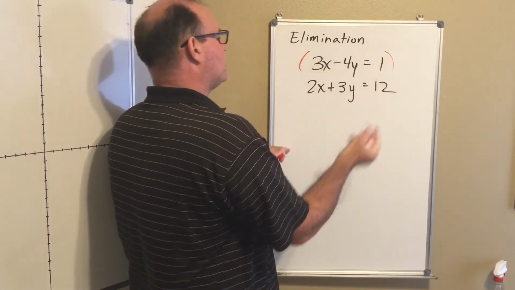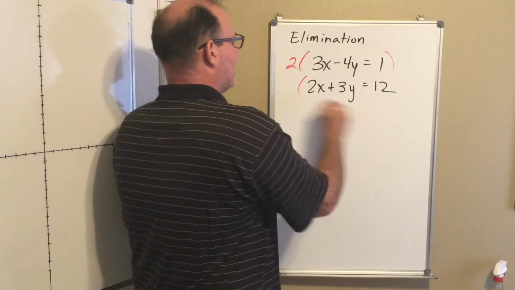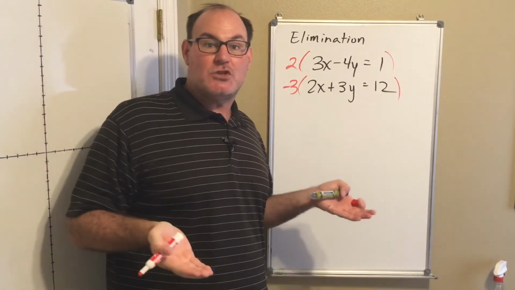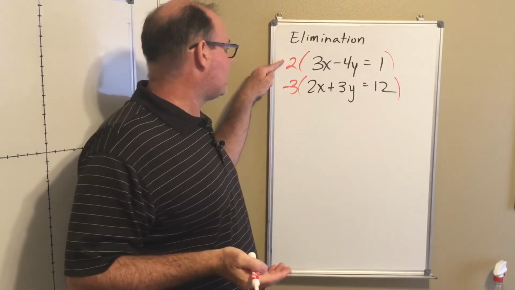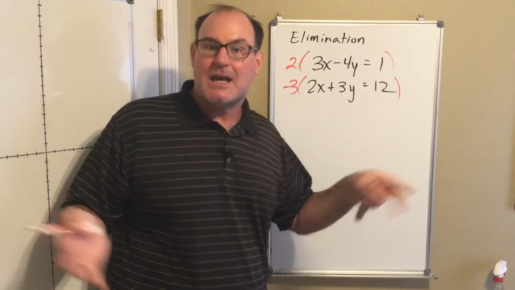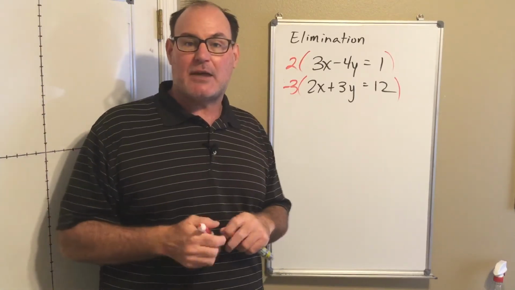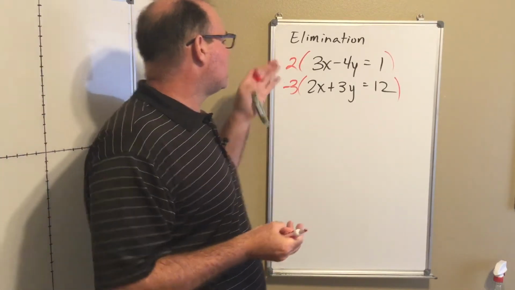So I'm going to multiply the top equation by 2 and the bottom equation by negative 3. You might be saying, well, why did you do 2 and negative 3? Could I do a negative 2 and a positive 3? Yes. One of the coefficients has to be positive, one negative, so when you add them together, they cancel. Now, we chose to eliminate the x's.